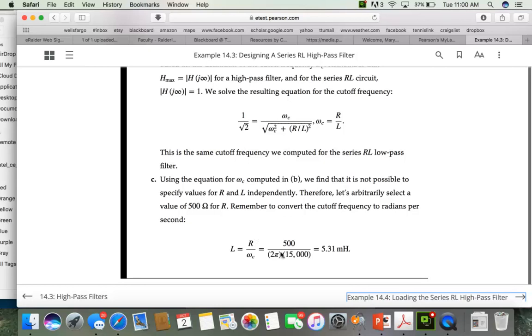We then plug in our 15,000 hertz, and we have to multiply that by 2 pi to get it in radians per second. Solving for L, we get 5.31 millihenries.